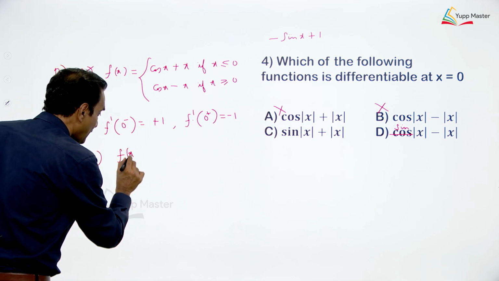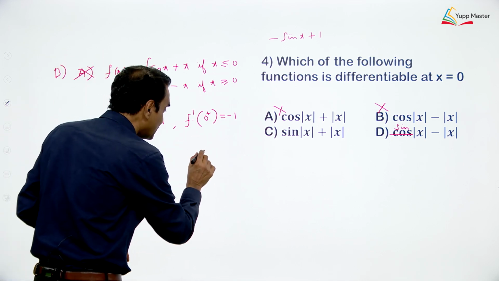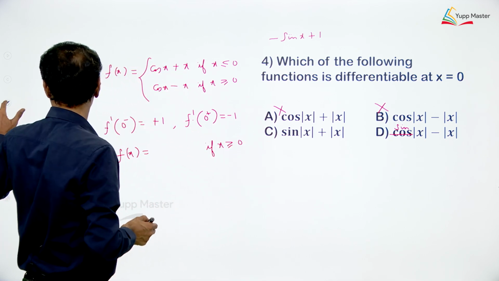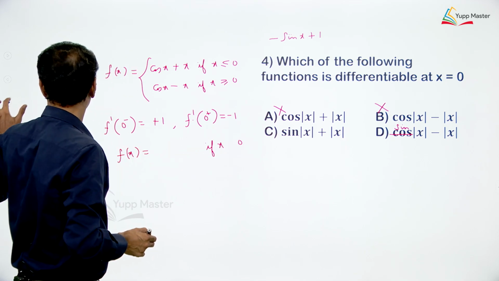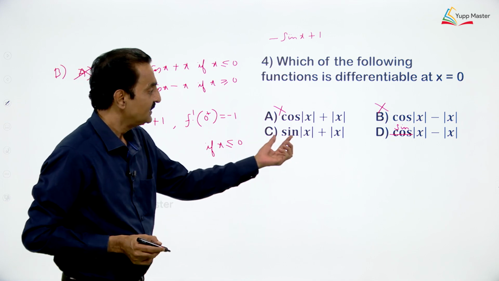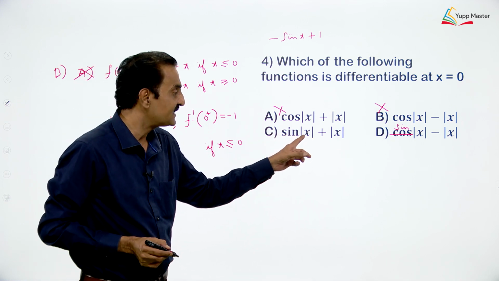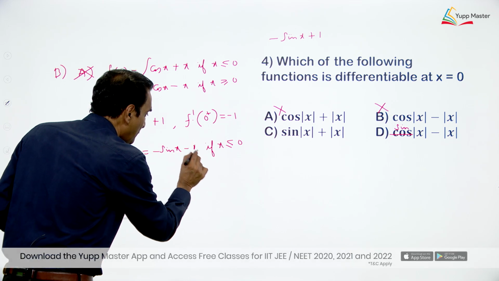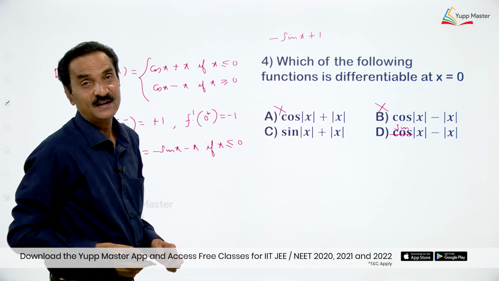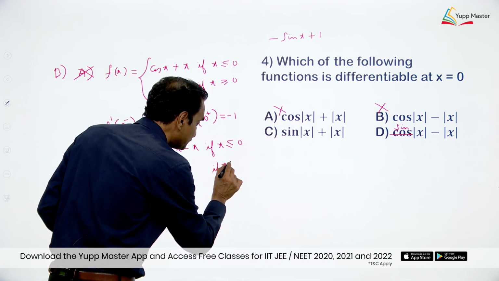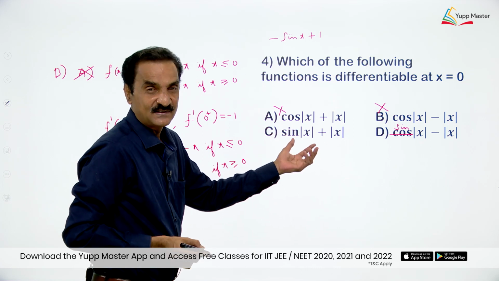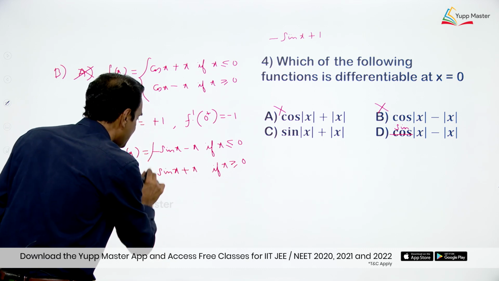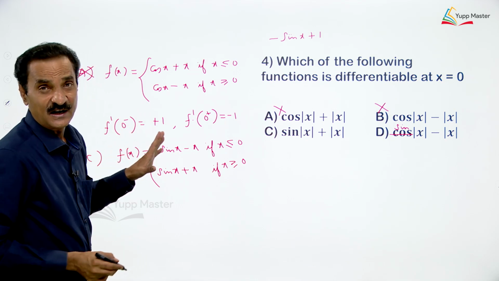f of x is equal to, sorry, first, if x is less than or equal to 0 we will write: if x is less than or equal to 0, then mod x is minus x, so sin of minus x minus x. Sin of minus x is minus sin x, minus x. When x is greater than or equal to 0, mod x is plus x, so it will be sin x plus x, right.